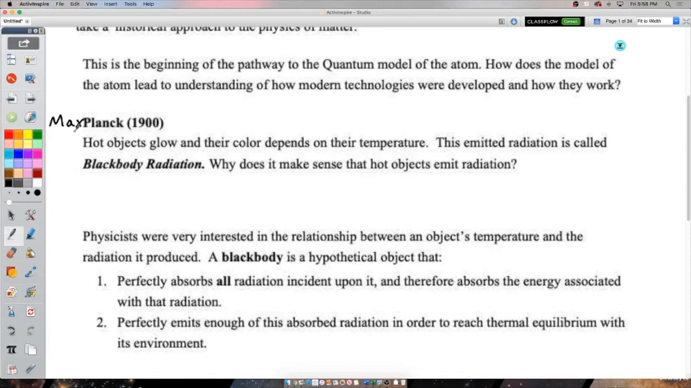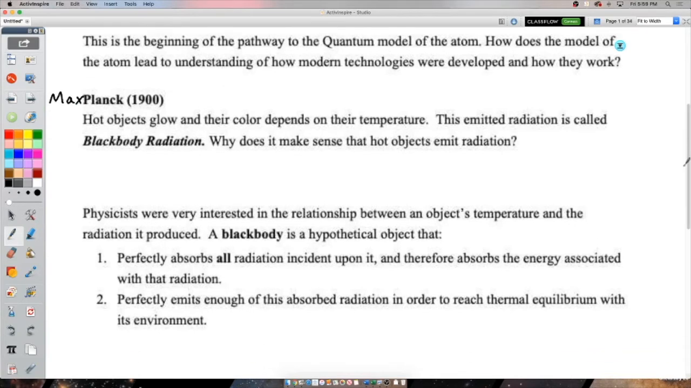Of course, it gets hotter than that. You could have something that's emitting UV rays, like our sun, right? Our sun emits a lot of UV.